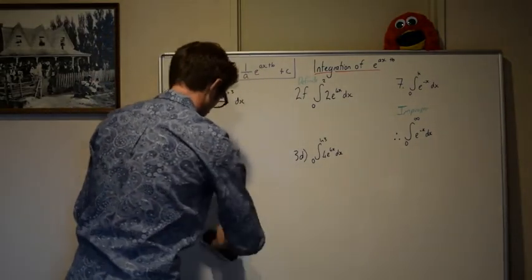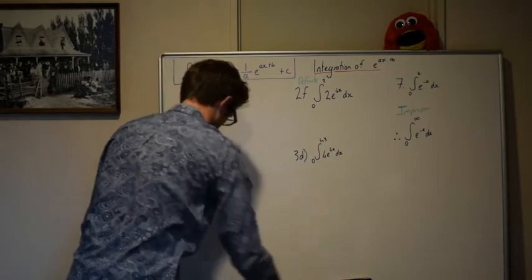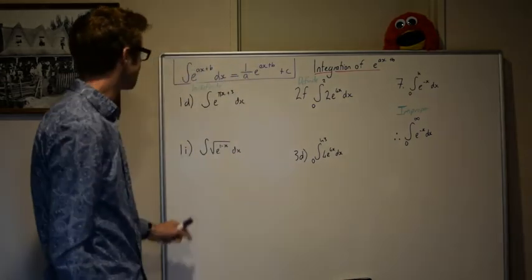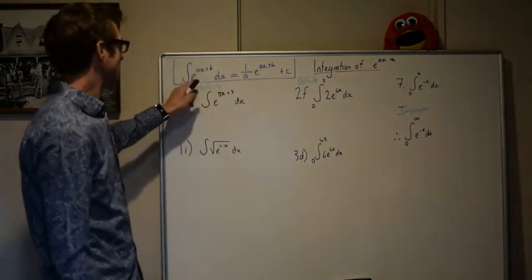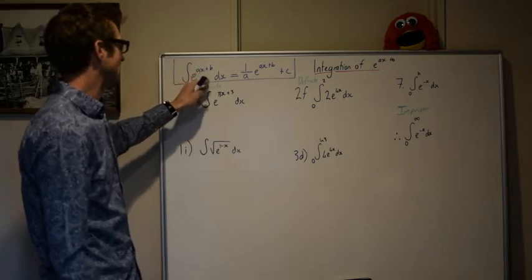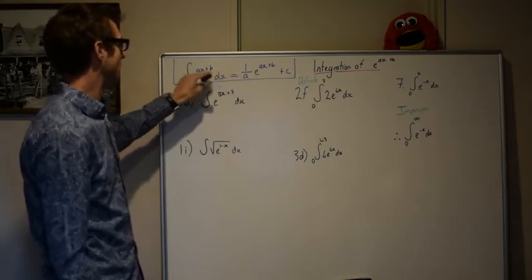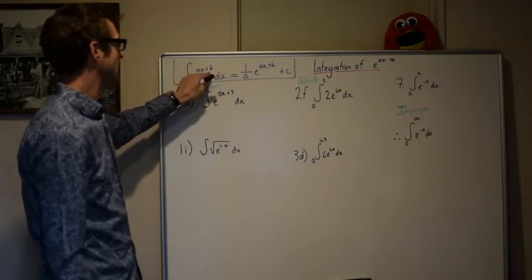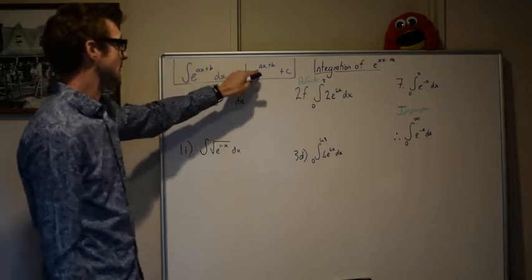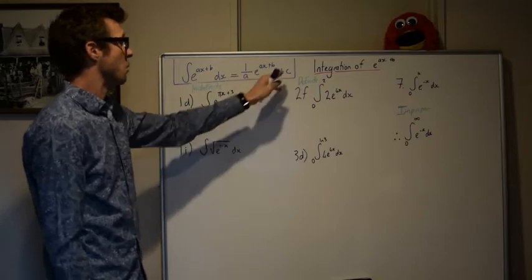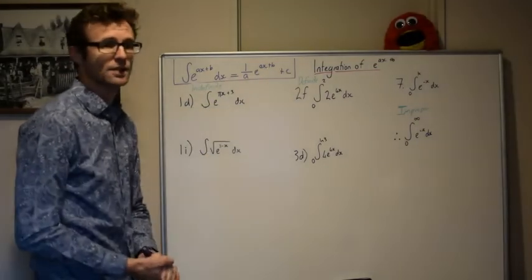So the rule in this case is, if you're integrating e to the ax plus b dx, it is going to be 1 over a multiplied by e to the ax plus b plus c. Don't forget your plus c.